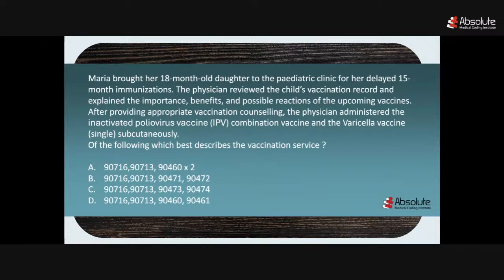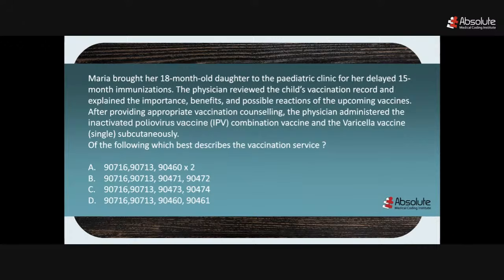Of the following, which best describes the vaccination service? Option A, 90716, 90713, 90460 times 2. Option B, 90716, 90713, 90471, 90472. Option C, 90716, 90713, 90473, 90474. Option D, 90716, 90713, 90460, 90461.